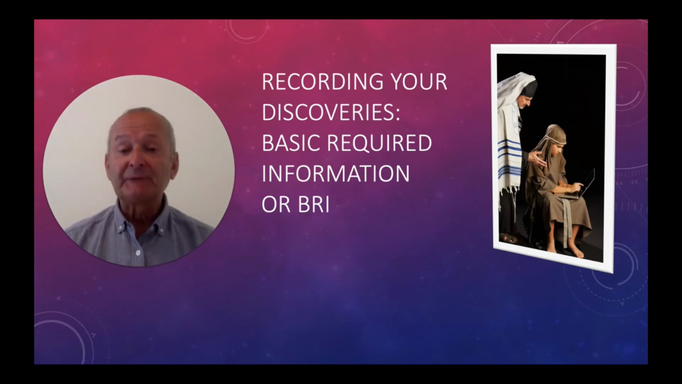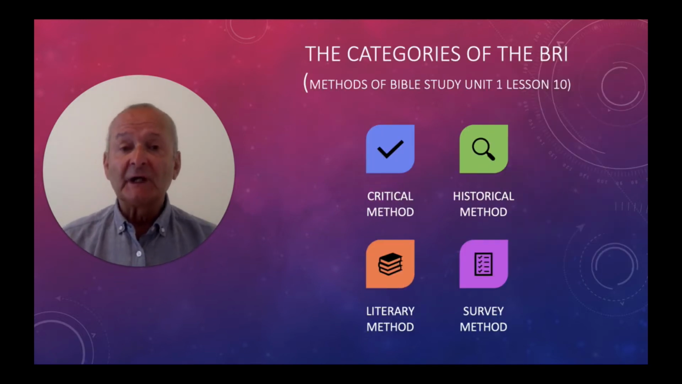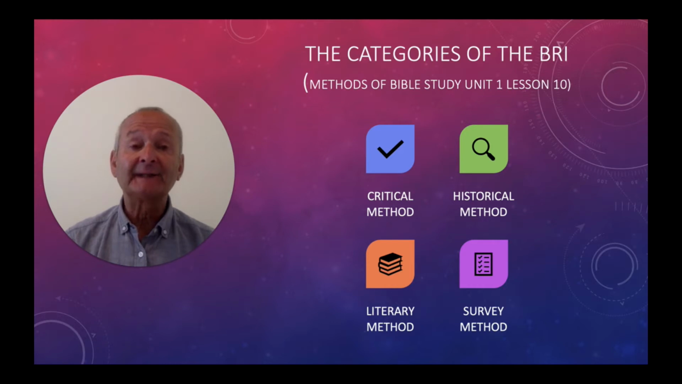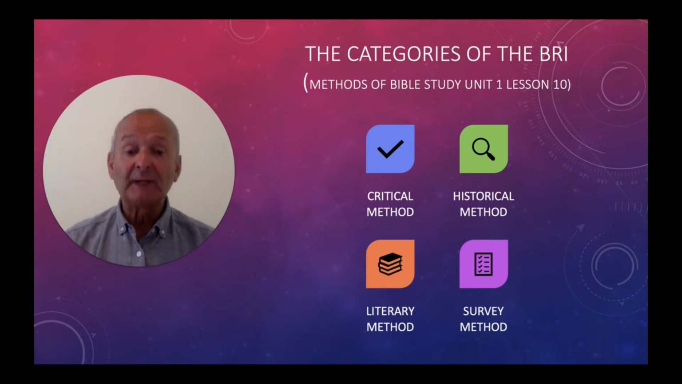So we come to the basic required information, or as we call it, the BRI. We have designed this so that you can record the information and the discoveries about the background under 4 different categories, and these categories come from the methods of Bible study that you studied in Unit 1, Lesson 10. The first is the critical method, historical method, literary method, and survey method. So how does this work?